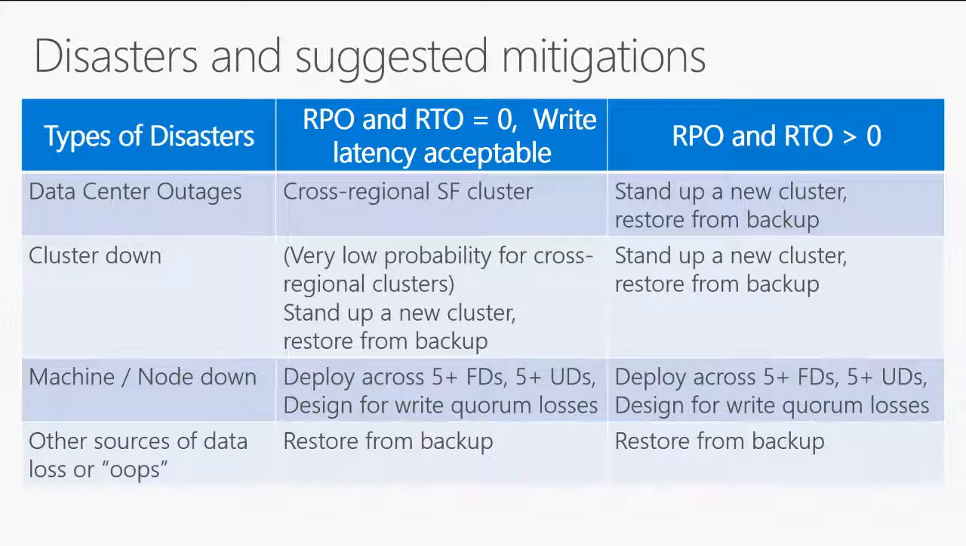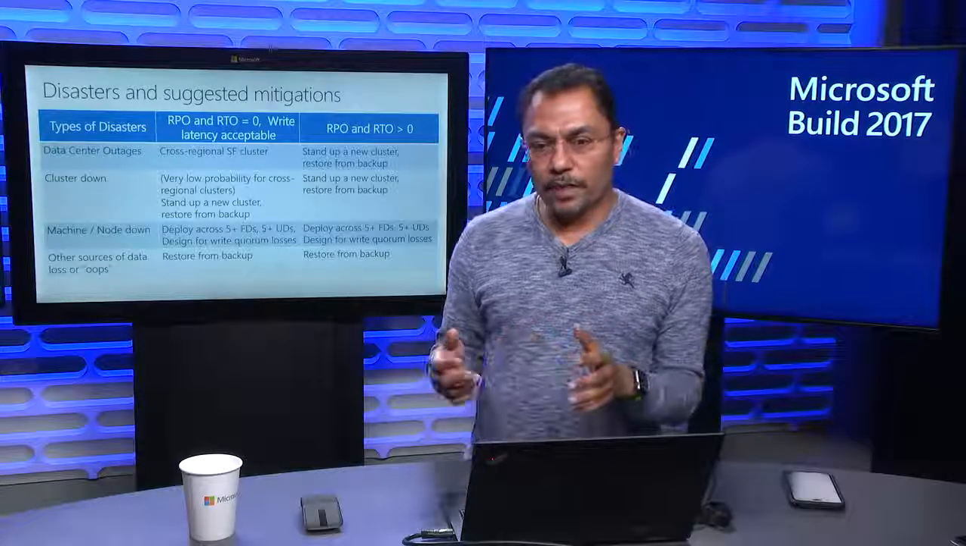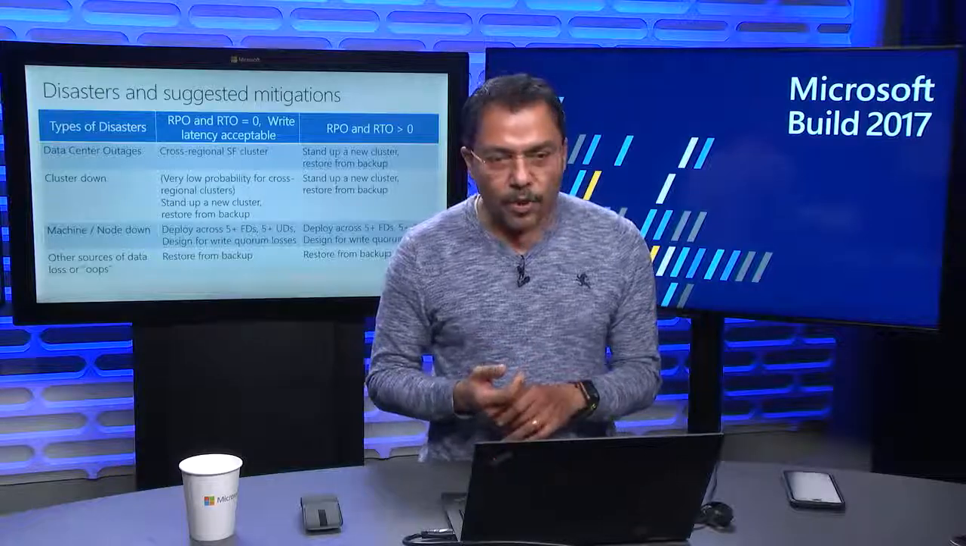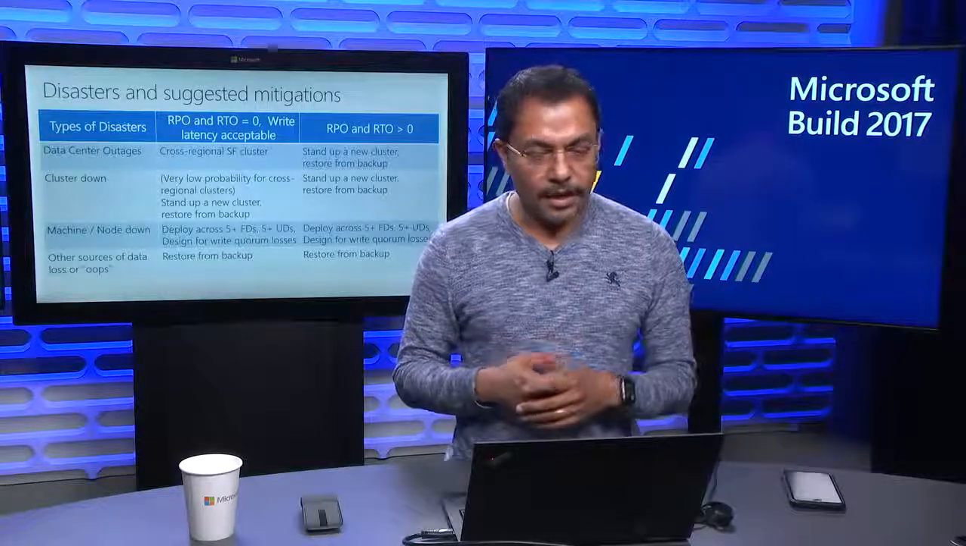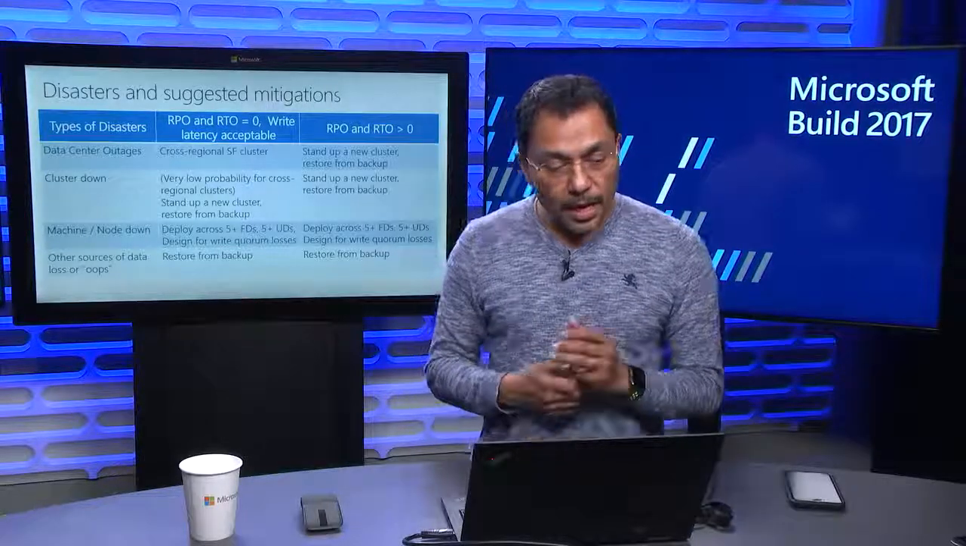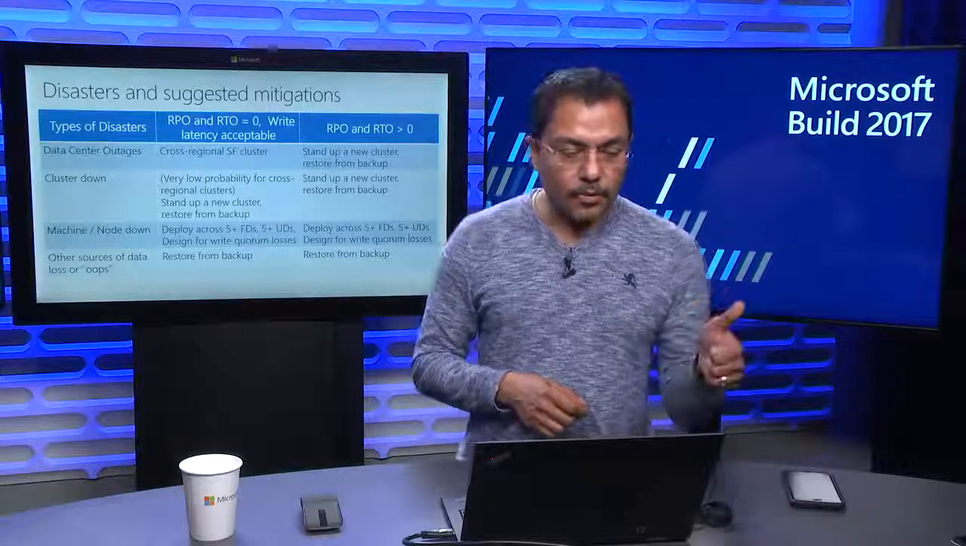So here are the kinds of disasters which I've seen. To simplify it, I have divided this into 4 buckets. One, a data center outage. That is the biggest thing which can ever happen. An Azure data center going down is not an event which most customers plan for, but I'm not saying you shouldn't. It can happen. An earthquake can hit one of your data centers, and then that can go out. So that is one type of disaster.